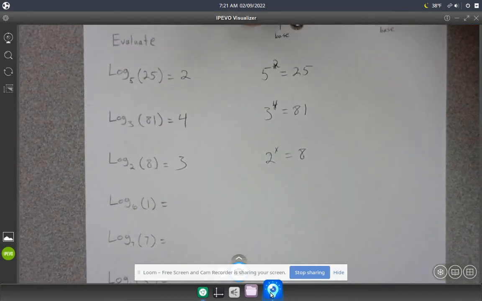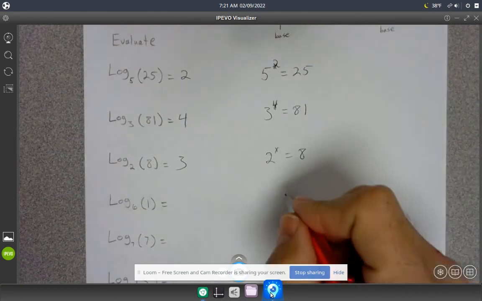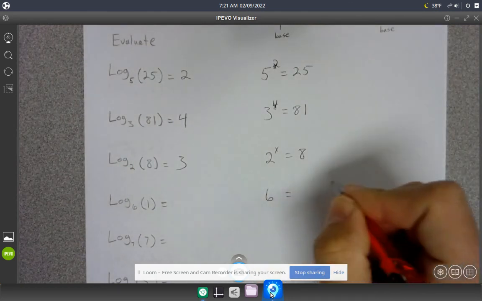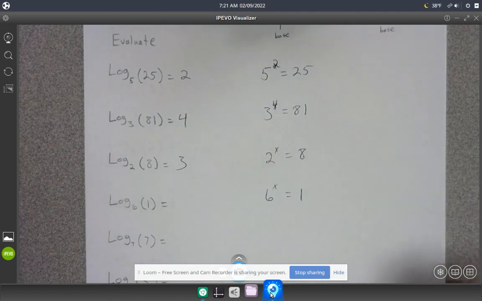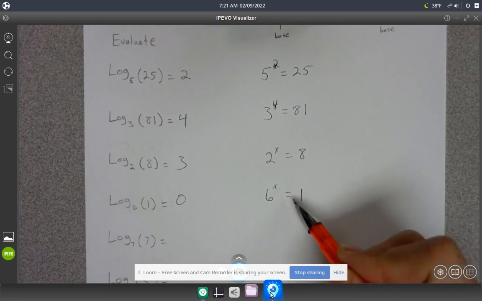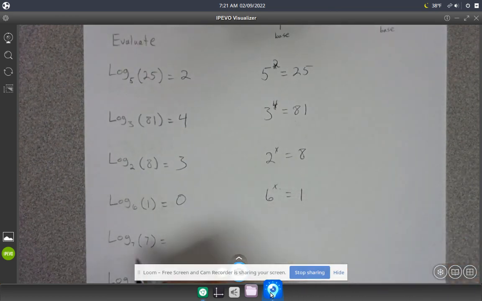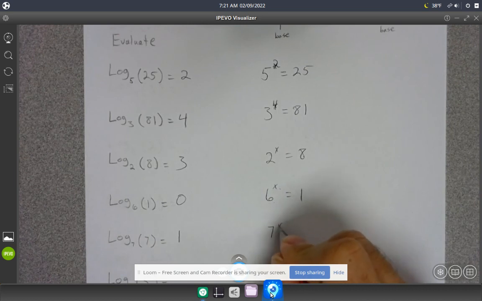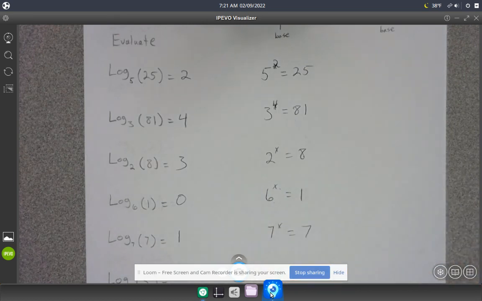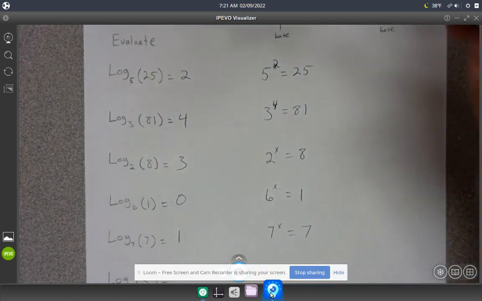Log base 6 of 1: 6 to some power will give you a 1. 0 is the only thing that'll make that happen. Remember, anything to the 0 power will give you 1. Okay, 7 to what power will give you 7? 1. That's your answer. It's the only one that works.